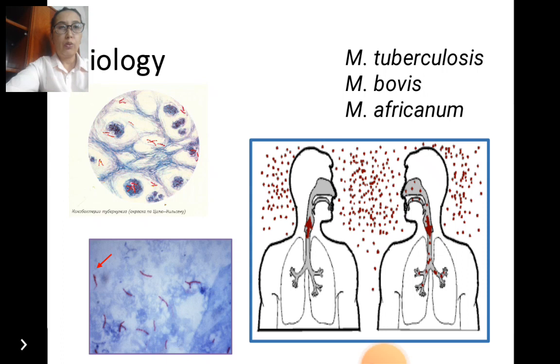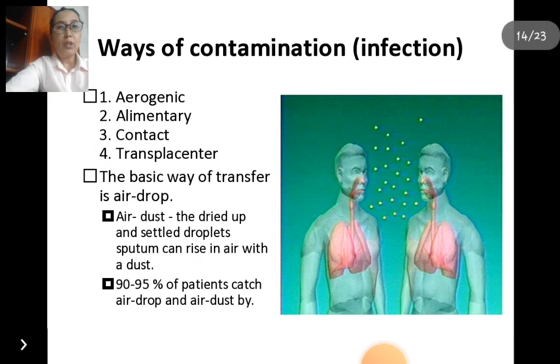Etiology. If we talk about the etiology of tuberculosis, we must say that there are three types of Mycobacterium tuberculosis. It is Mycobacterium tuberculosis, Mycobacterium bovis, and Mycobacterium africanum. In this slide, you can see how it is shown under the microscope, and you can see the way of contamination with tuberculosis. It is the aerogenic way of contamination. Ways of contamination: aerogenic, alimentary, contact, and transplacental. The basic way of transfer is airdrop.